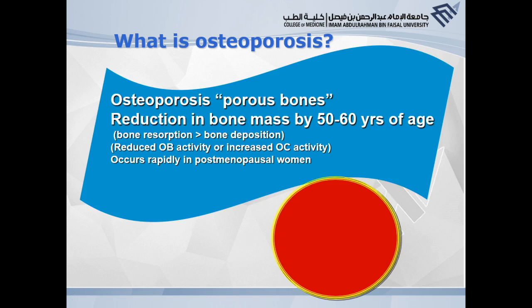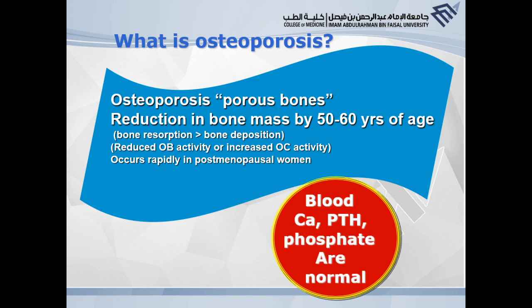Because, yes, what does estrogen do? Estrogen stimulates the osteoblast, the bone forming cells. So if estrogen levels are low, the osteoblastic activity decreases. But the blood calcium levels, parathyroid hormone levels, and the phosphate levels are normal in osteoporosis. This differs from primary hyperparathyroidism or osteomalacia. In hyperparathyroidism, parathyroid hormone levels will be high. Calcium levels will also increase if it is primary hyperparathyroidism, and phosphate levels will decrease. But in osteoporosis, these levels are normal.